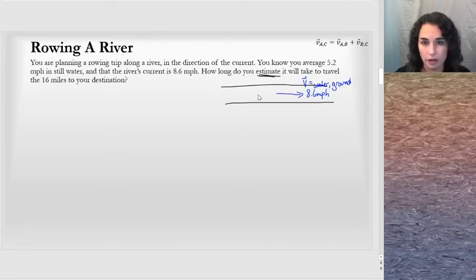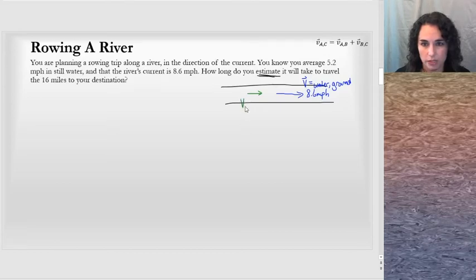You're planning on rowing in the river. So you know you average 5.2 miles per hour in still water. Words mean things. Let's think about this. So let's put you on the river. You'll be green, and you're in the river. I'll make your vector a little bit shorter because you cannot go as fast as the river.